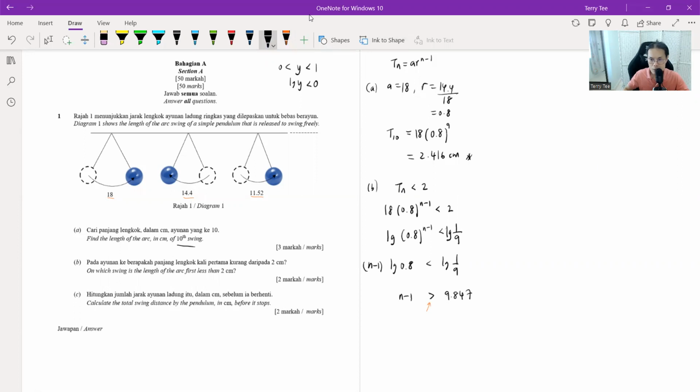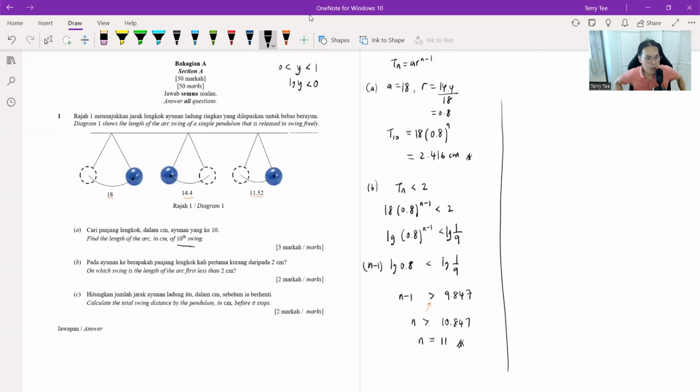Now, after you change the symbol, we know we can bring the n minus 1, the minus 1, to the right. So you will get 10.847, and it should be 11, right? That means on the 11th swing, we will have the length that is first less than 2 cm. All right, I've got my part A, I've got my part B.